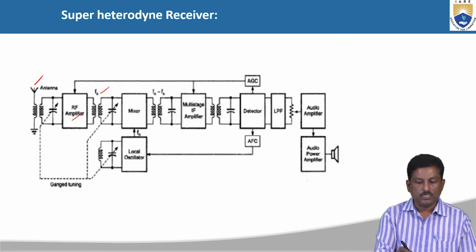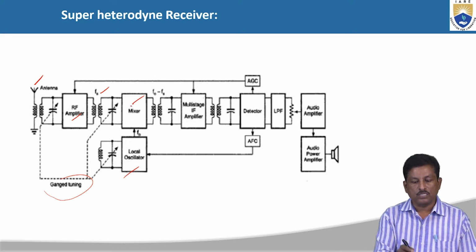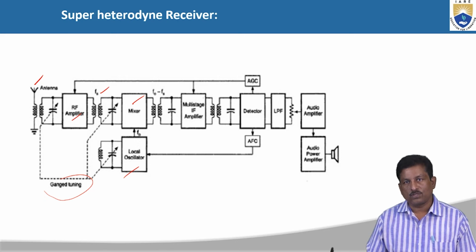This is known as a mixer, and there is an arrangement of the local oscillator. The received RF signal, by the support of the gang tuning and the local tuning, is given as one of the inputs to the mixer. The mixer has two inputs. The other input is from the local oscillator, which generates the local carrier frequency.